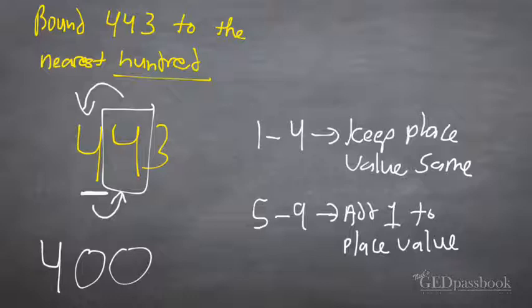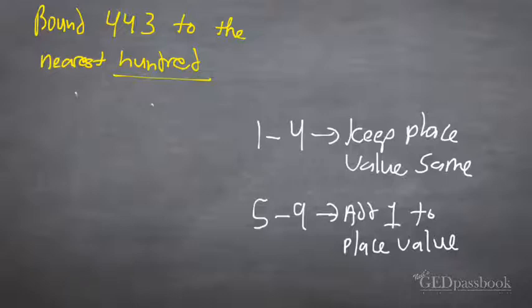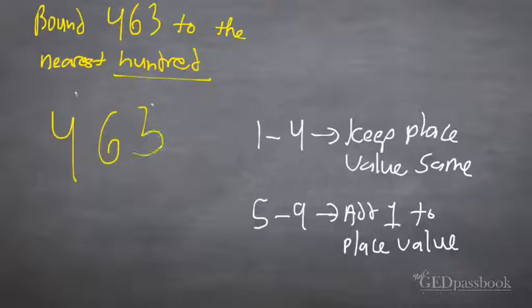So how about if there was a 5 or a 6 or a higher number? Good question. Let's look at an example like this. Let's pretend I don't have 443. Let's say the question was now this, 463. So 463. All right. Round 463 to the nearest hundred. Okay. Go to your hundreds place. 4. That's the hundreds, right?